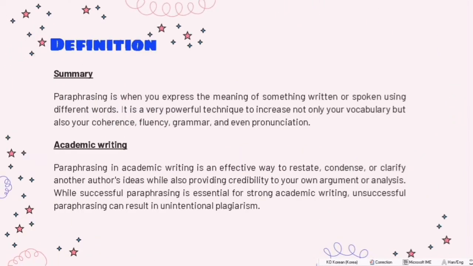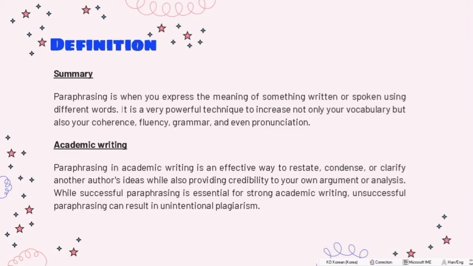So the definition of paraphrasing is when you express the meaning of something written or spoken using different words or a new word. It is a very powerful technique to help not only increase your vocabulary but also increase your coherence, fluency, grammar, and pronunciation. For academic writing, paraphrasing is an effective way for you to restate, condense, or clarify another author's idea while providing credibility to your own argument or analysis. While successful paraphrasing is very essential for strong academic writing, unsuccessful paraphrasing can also result in unintentional plagiarism.